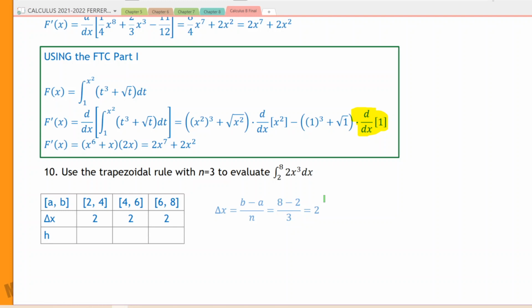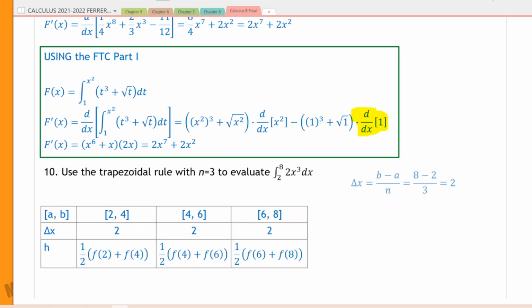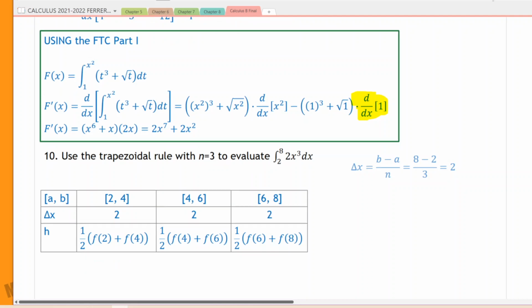The next thing we're going to need here is the height of the rectangle. And so the height has got to be half of the 2 heights on the left and the right. Okay, the second interval from 4 to 6, we know that the height is going to be the average of f of 4 and f of 6. And for the third one, the height is going to be the average of f of 6 and f of 8, which means we're going to have to calculate a few things.